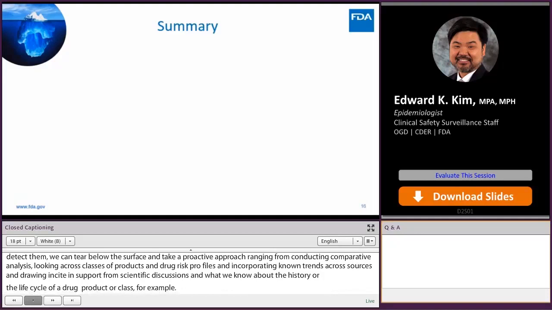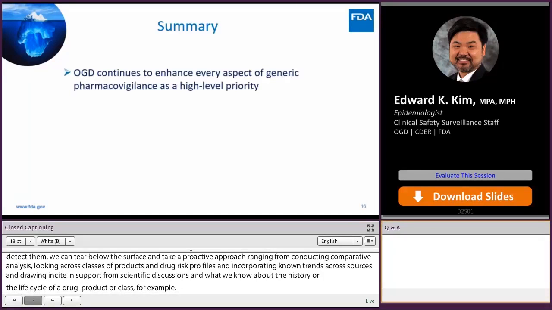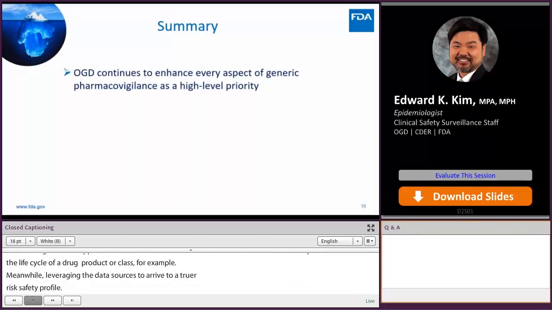These are all topics worthy of future talks. But to sum up here, OGD places a high level priority on enhancing generic pharmacovigilance and has a high value on the potential of continuing improvements.